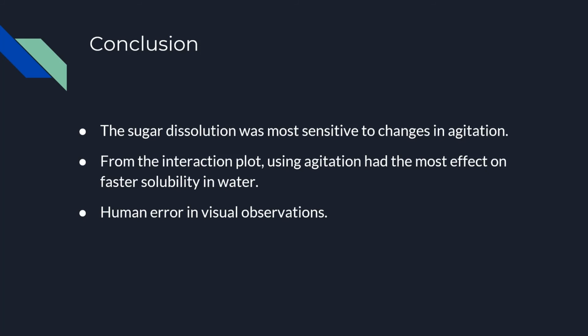So here is our conclusion. From the factorial design, the sugar dissolution was most sensitive to the change in agitation. And we also confirmed with the interaction plot that using agitation has the most effect on fast solubility in water too. And thank you everyone.